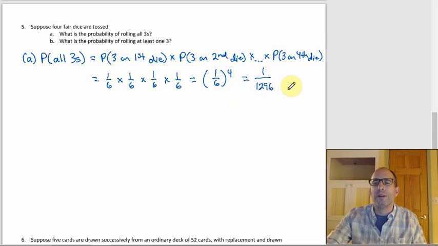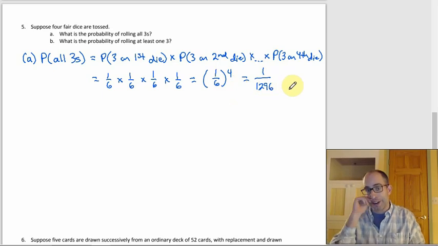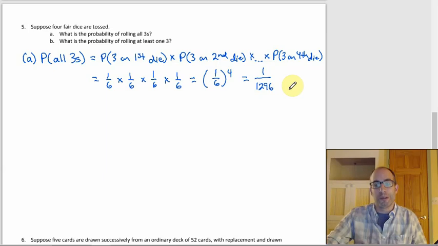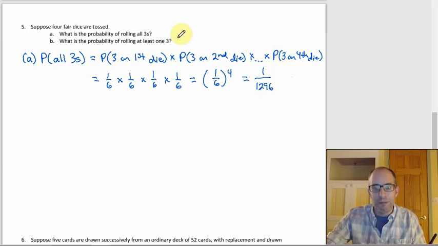So it's kind of rare, right? 1 in 1296, that's not very often. And that's one where you don't have to use the complement. So this one's just for independence. B is one where you're going to want the complement.